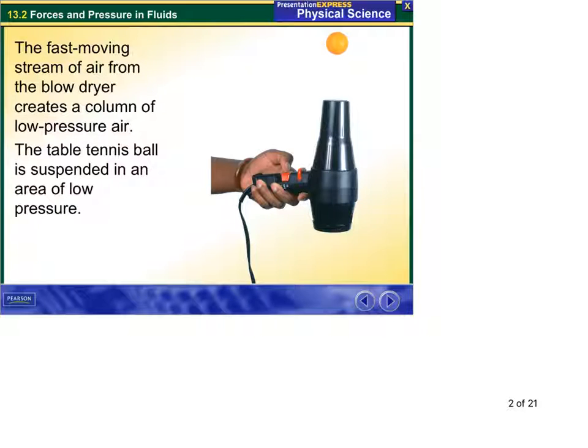Today, notes for section 13.2, forces and pressures in fluid. Example to start off with. Fast moving stream of air from a blow dryer creates a column of low pressure air, and a table tennis ball is suspended in that area of low pressure.